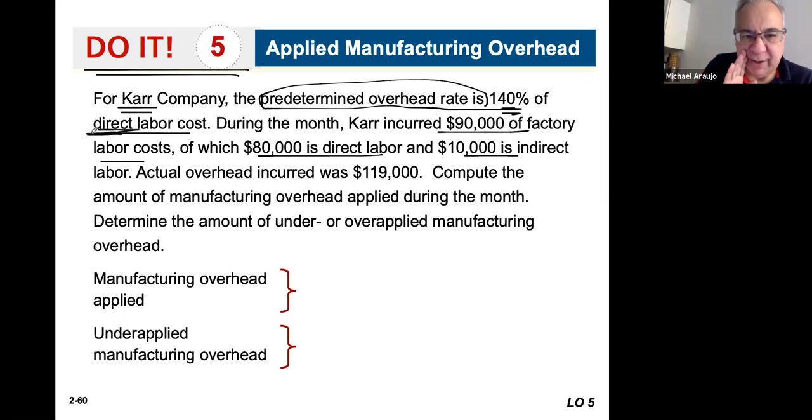Am I being too direct? So we're actually looking at the overhead is going to be applied to direct labor, not indirect labor. So this $80,000 becomes really important. The actual overhead that we incurred, that actually happened, was 119,000. So let's compute what we applied, and we can compare that to what was incurred.